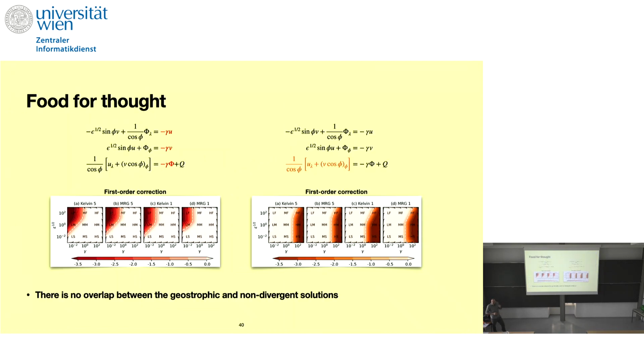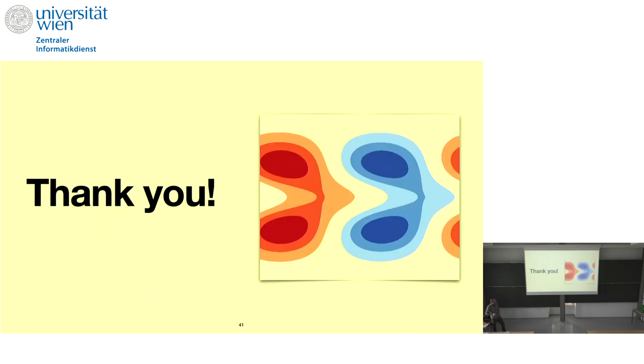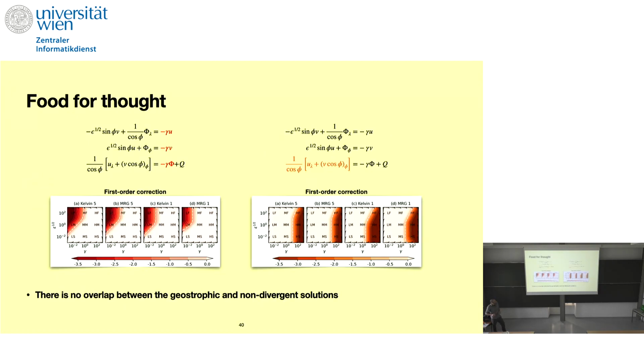Okay, and finally, this is my last slide. I didn't want to do a summary. I wanted to end on a thought-provoking note, which is the following. I don't remember what idiosyncrasy led us to call this the radiative relaxation approximation, but in fact, it's also the non-divergent approximation. And so what we find in our result is that there is no overlap between the non-divergent solutions and the geostrophic solutions. And that's it.